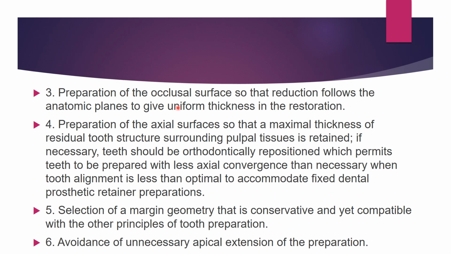Okay. Preparation of occlusal surface so that the reduction follows the anatomical plane to give uniform thickness in the restoration, right? So the preparation of the occlusal surface has to be uniform, guys, okay? And it has to be in an anatomical plane. Preservation of the axial wall so that the maximum thickness of the residual tooth structure surrounding pulpal tissue is retained. So the axial wall should be prepared, but there has to be some maximum thickness, which should be there of the remainder of the teeth, guys, okay?